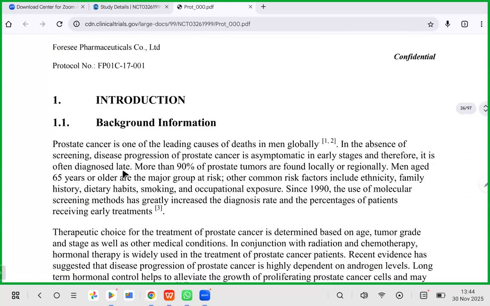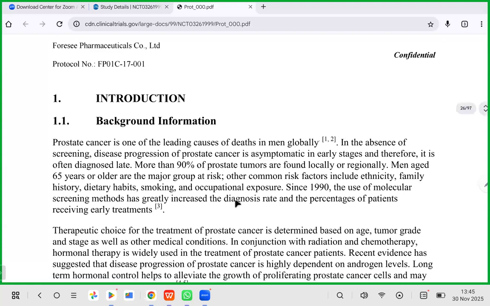They will read what is the background information of the trial. They are telling prostate cancer is one of the leading causes of death in men globally. So, in the absence of screening, it progresses asymptomatically in early stages. So they are telling prostate cancer is one of the leading causes of death, and this is the reason for conducting the clinical trial. Because of the prevalence of this cancer, they are developing a drug.